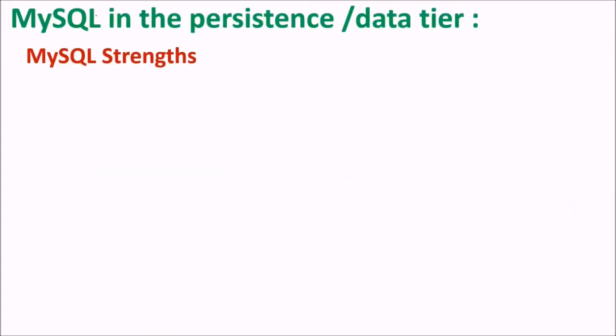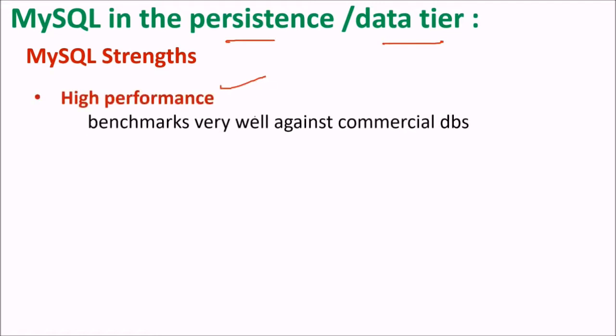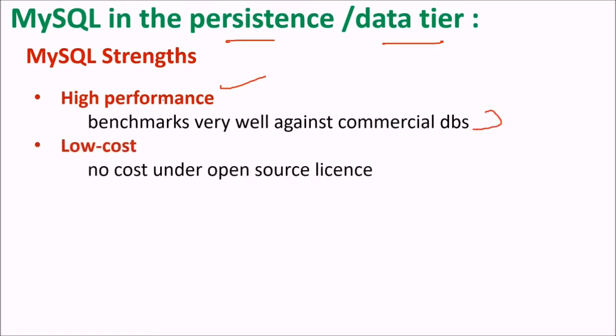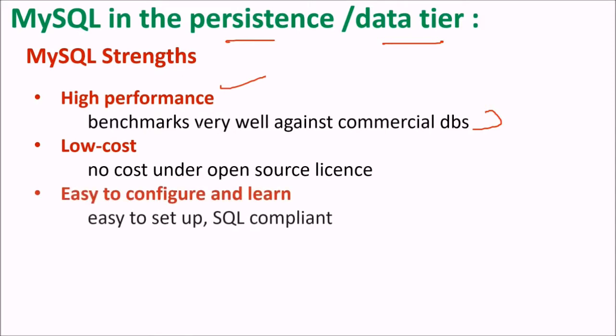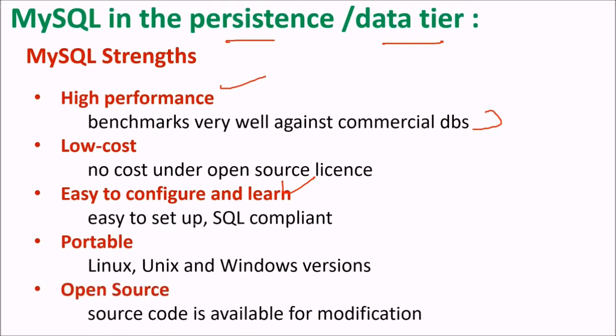Then MySQL in the persistence or data tier, the third tier we are talking about. The strengths are high performance. The benchmarks compare very well against commercial DBMSs. Low cost, no cost under an open source license. Easy to configure, learn, and set up, and SQL compliant also. Portable, that means Linux, Unix, and Windows versions are available. Open source code is available for modification.